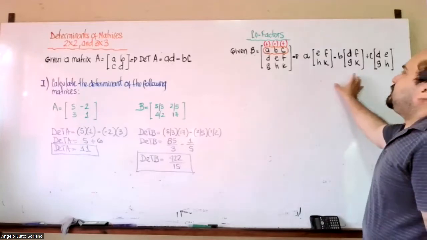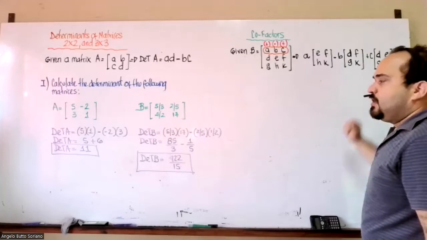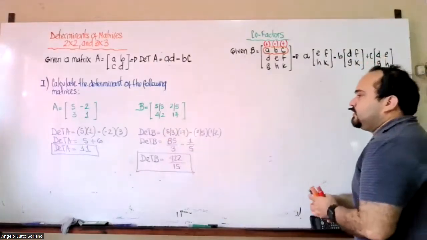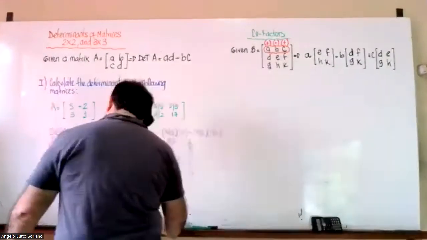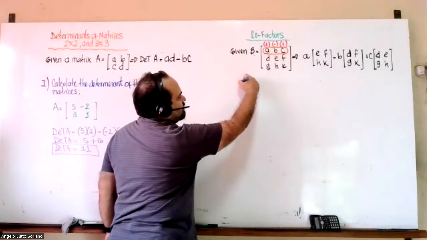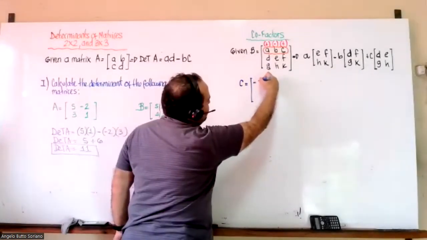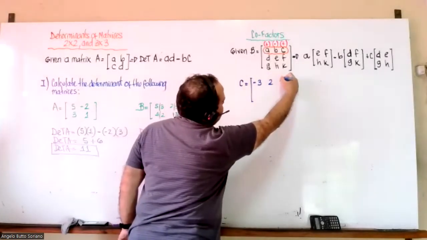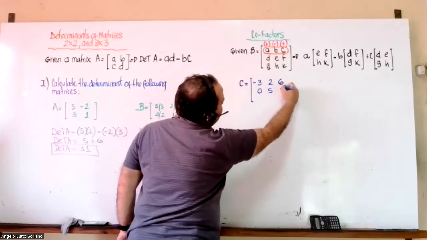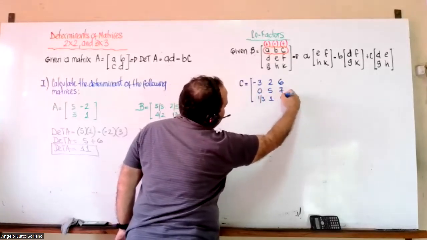I'll not continue developing this one because all of them are 2 times 2 matrices. We must apply the original formula. Now I'm going to solve this one like an example. If we have matrix C, we have -3, 2, 6, 0, 5, 7, 1/3, 1, and 0.